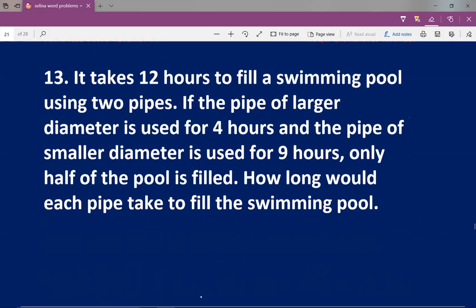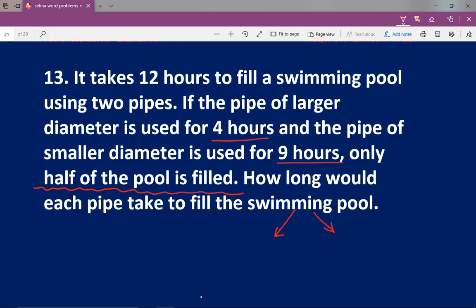Okay, so it takes 12 hours to fill a swimming pool using 2 pipes. If the pipe of larger diameter is used for 3 hours and the pipe of smaller diameter is used for 9 hours, only half of the pool is filled. How long would each pipe take to fill the swimming pool? So I've been telling again and again, just focus on the last statement and assume whatever is being asked.